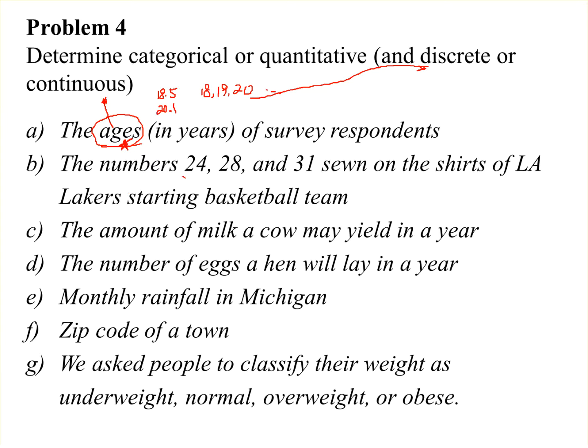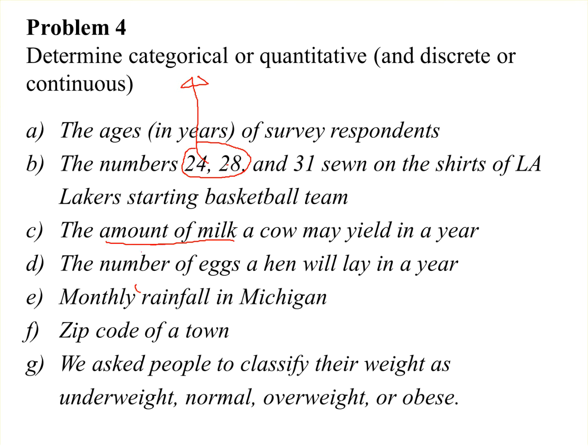Now the second one, these are the numbers shown on the shirts of the LA Lakers. So 24 means the player number 24, and these are numbers representing players. They don't have numerical meaning. You cannot say player 28 is 4 more than 24. So these are categorical.